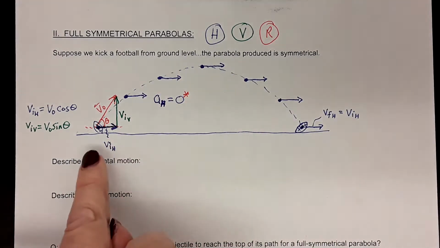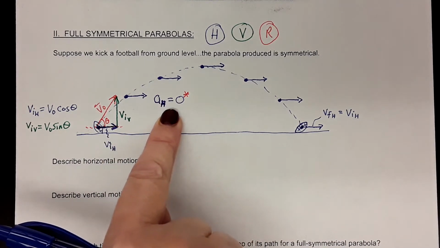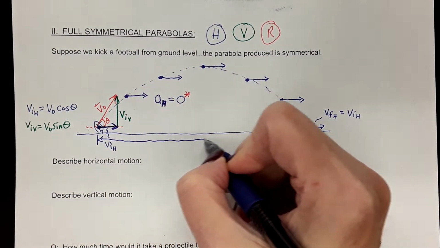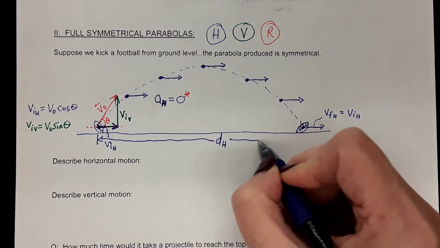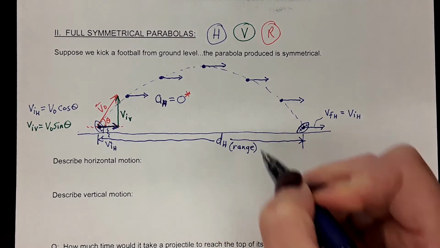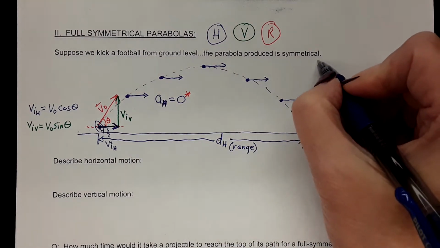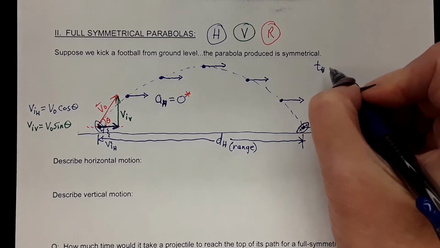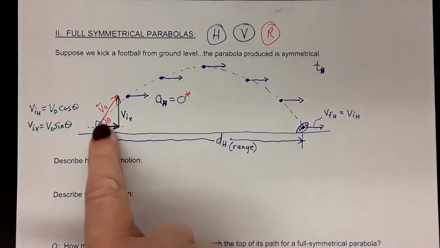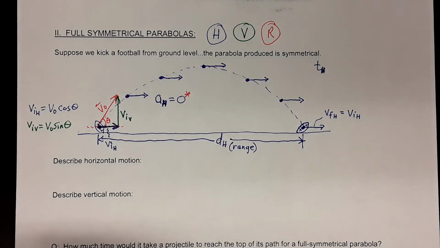Now, the object will have an initial horizontal velocity, which stays constant because there's no acceleration in that plane, and it will travel downrange, a distance we'll call dH. And remember, another word for that is range. Okay? And it will do this in the hang time we'll call T sub H, the horizontal time or hang time. Okay? So, D, V, well there it is, V, A, T. There's our four variables, D, V, A, T.